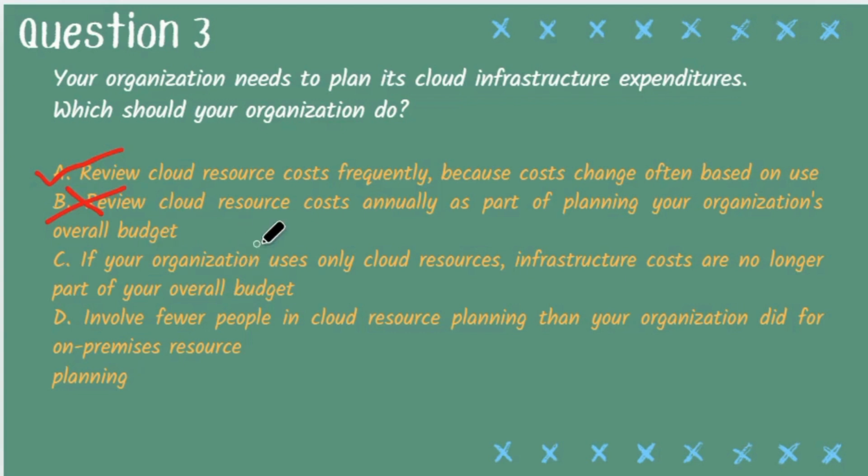C: if your organization uses only cloud resources, infrastructure costs are no longer part of your overall budget. This is wrong. D: involve fewer people in cloud infrastructure resource planning than your organization did for on-premises resource planning. It may be true that on-premises resource planning requires more people, but it doesn't in any way help to answer this question in a positive way. They're asking how your organization needs to plan its cloud infrastructure expenditures. So this is also ruled out. So the only good option we have is option A. Review your costs frequently.